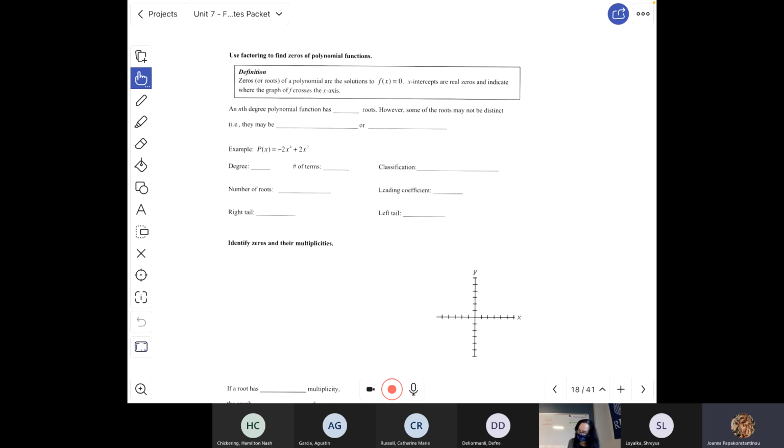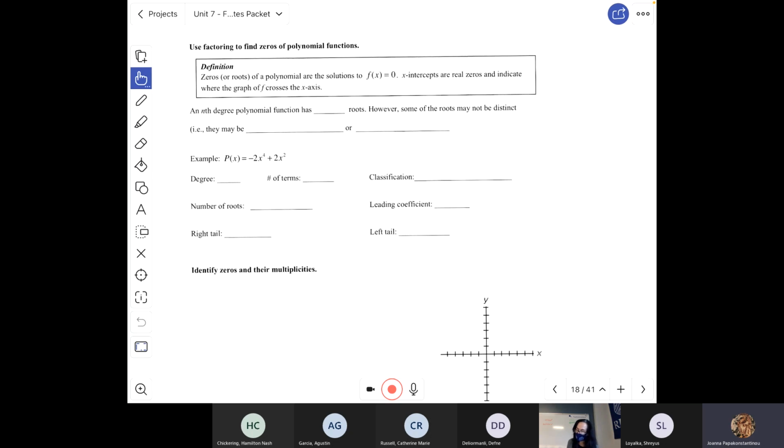All right. How do we find the zeros of a polynomial function? Well, we've looked at polynomial expressions. We've factored polynomial expressions. So you should be able to find the zeros or roots of a polynomial by looking at the x values that make y go to 0. They give us the x values of the x-intercepts. And if they are real values, they tell you where the graph crosses the x-axis.